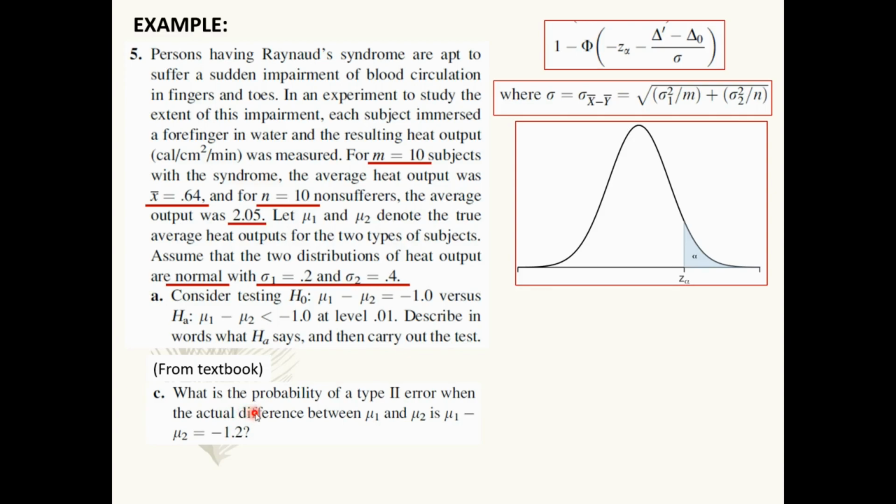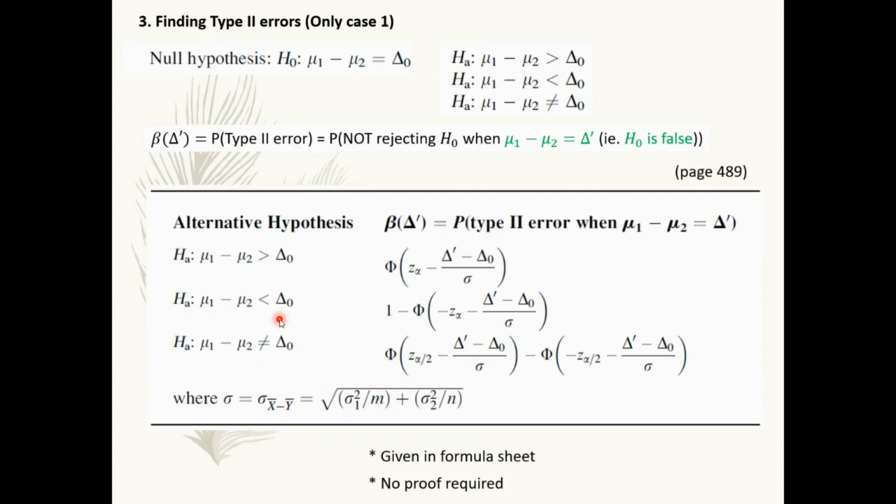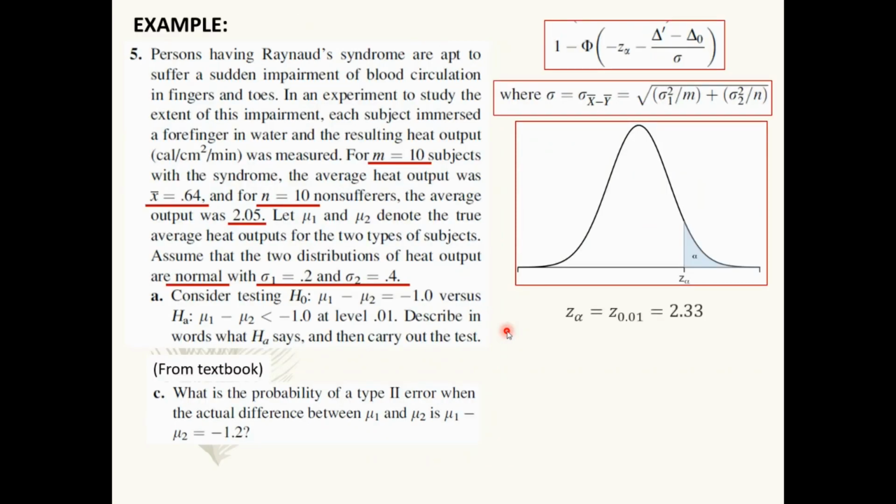In the textbook, they ask you to calculate the probability of a type 2 error when the actual difference is mu1 minus mu2 equal to minus 1.2. So notice minus 1.2 satisfies the alternative, but it violates the null. So we've been given a specific value. So notice this is your delta prime. And then this is your null value. That's your delta 0. And here, since it's a less than, we want to use this scenario, 1 minus this result. So we just need to identify the different parts.